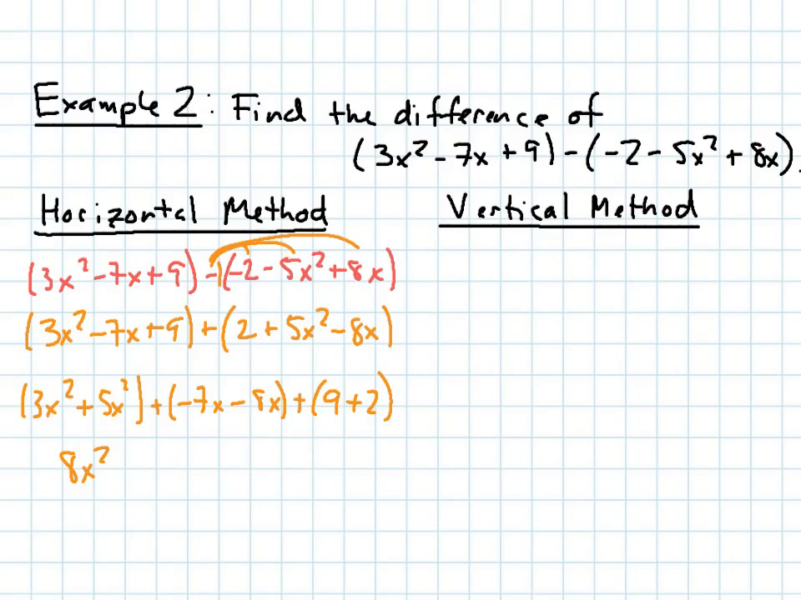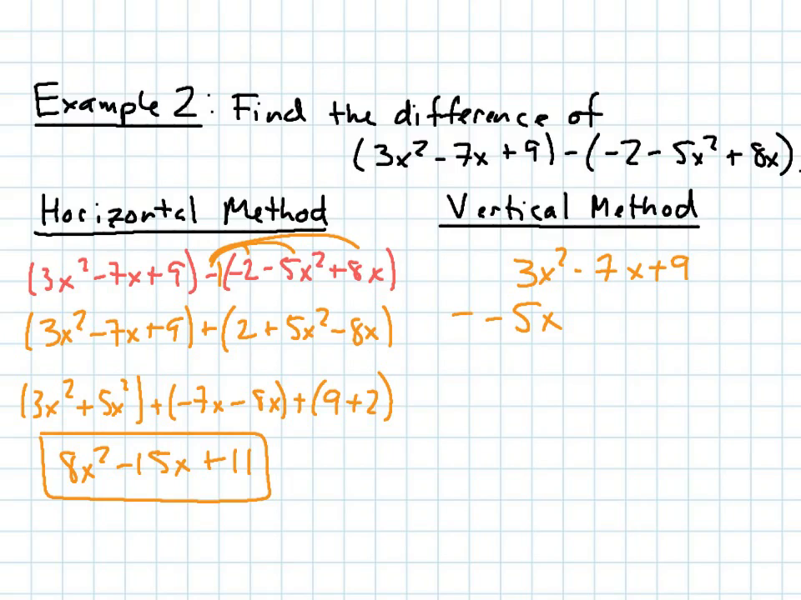-7 minus 8 gives me -15x, and 9 plus 2 gets me a positive 11. Okay, now I should get the same thing with my vertical method. Now here, you still align things vertically first, so 3x squared, 7x plus 9, and then do the same thing, so -5x squared plus 8x minus 2.